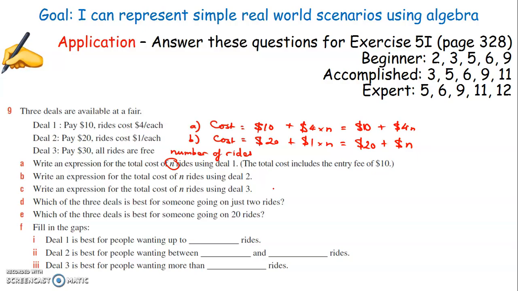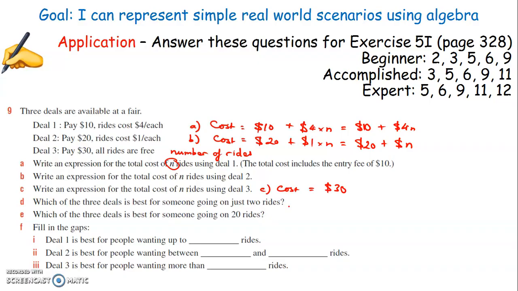And then for C, we have to write the total cost for deal number 3. So how much is it going to cost you? Well, it's going to cost you $30 to get into the fair. And then all the rides are free. So that's it. That's the cost. It doesn't matter how many rides you go on, it's going to cost you $30 in total. And that's it.